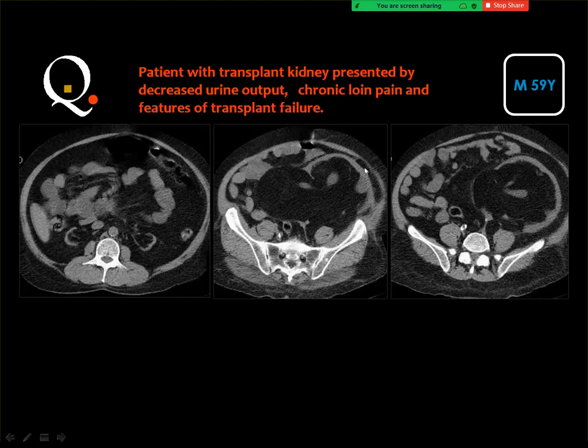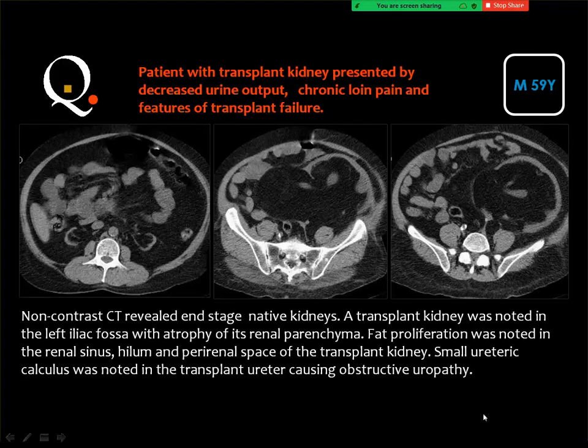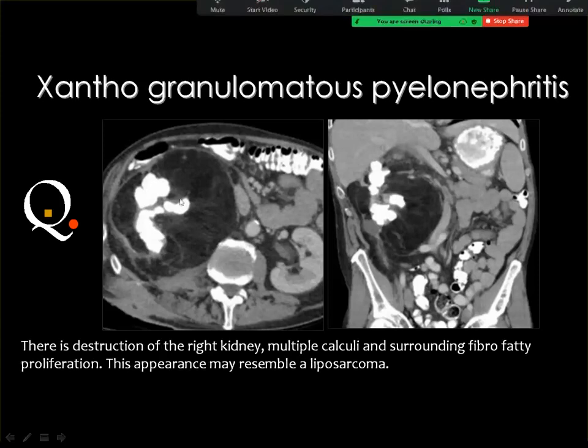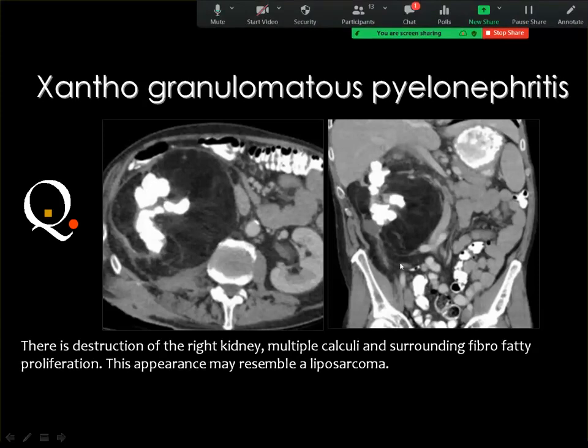You remember that in kidneys that are chronically obstructed or chronically infected, the kidney may be replaced by fat, and this is the case where you can see that the transplanted kidney is almost totally replaced by fat, except for this rim of renal parenchymal tissue. This is what we call atrophic changes of the kidney or replacement lipomatosis. And you remember that I have mentioned this before, and it may be the sequela of xanthogranulomatous pyelonephritis, as in this case, where you can see a big stone and absence of renal tissue.